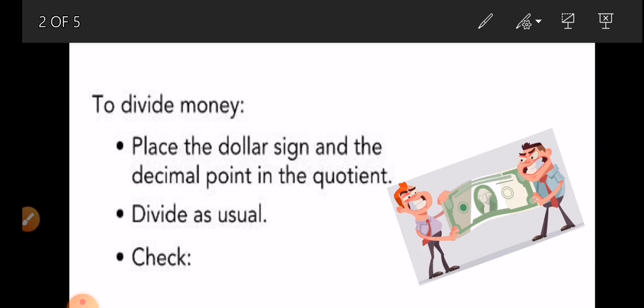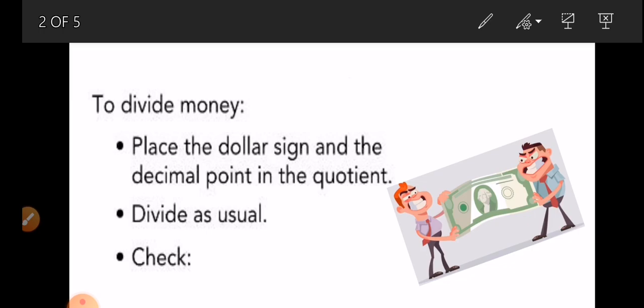Why? Because in money, I have parts. I have a fraction, parts of the money. Sometimes I have dollars as a whole, but beside it, we can have nickels, cents, and these are parts. I should write it as a decimal. That's why with money you will always have a decimal in it. So we said it's like dividing a decimal by a whole number.